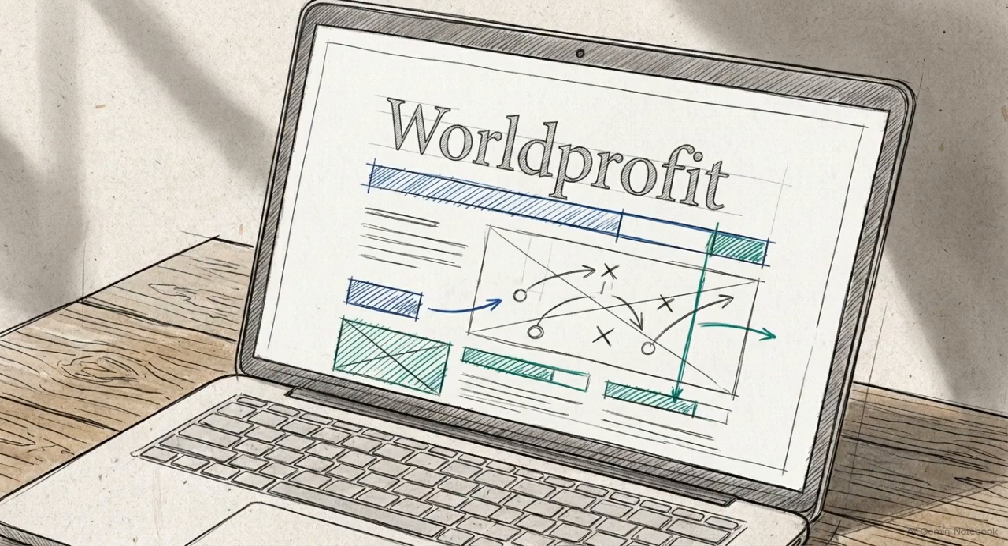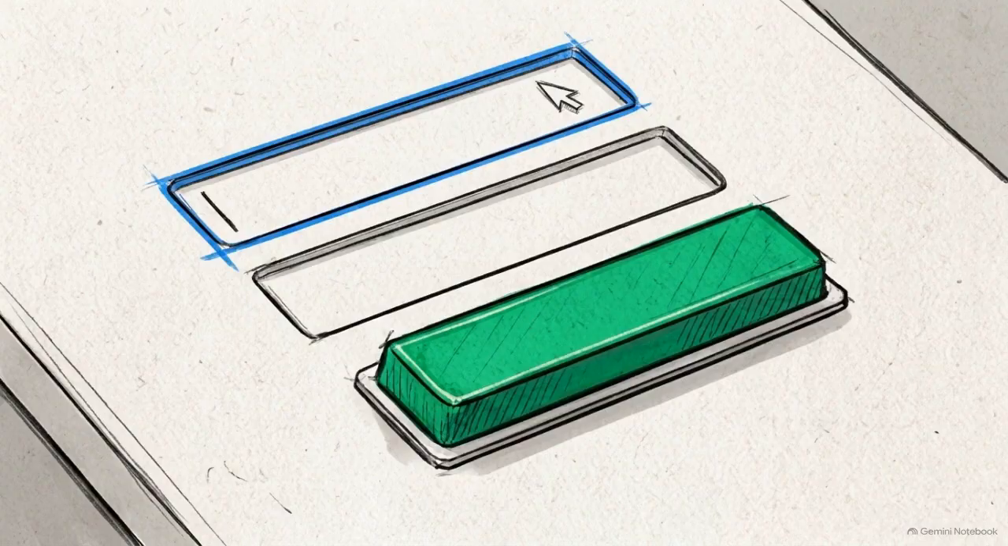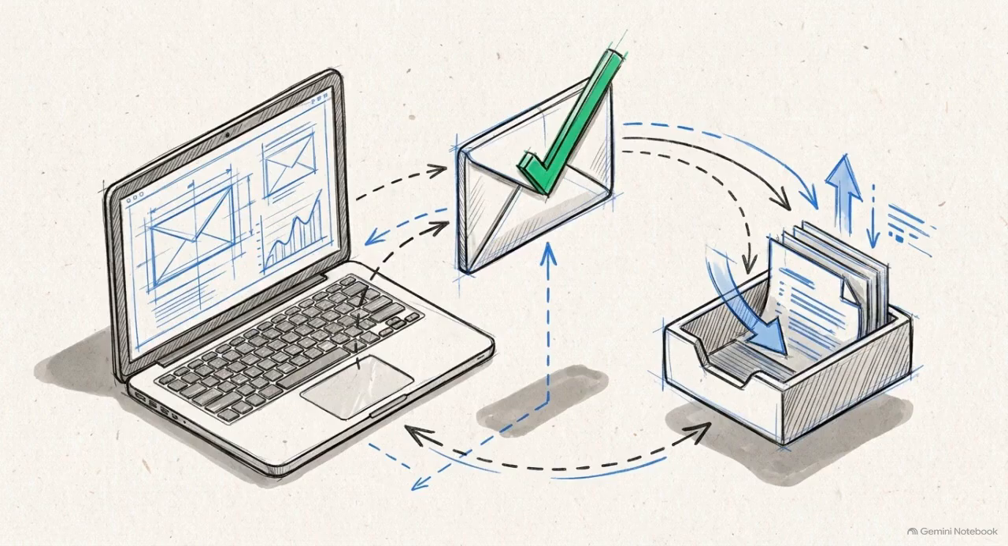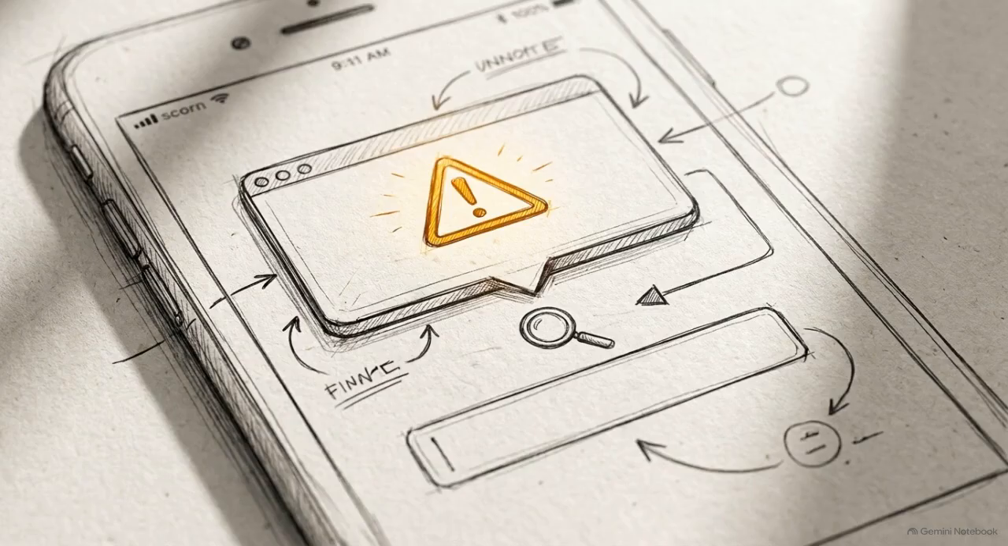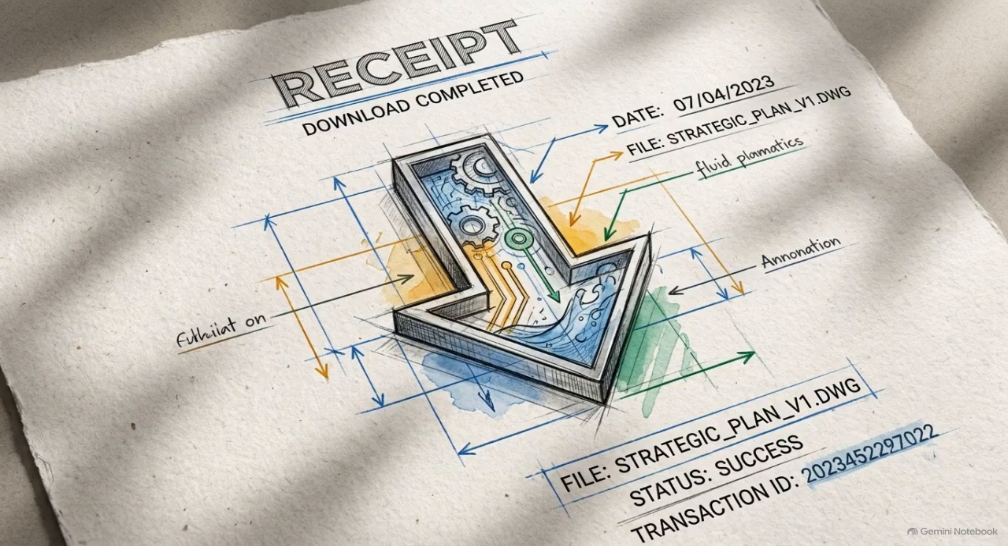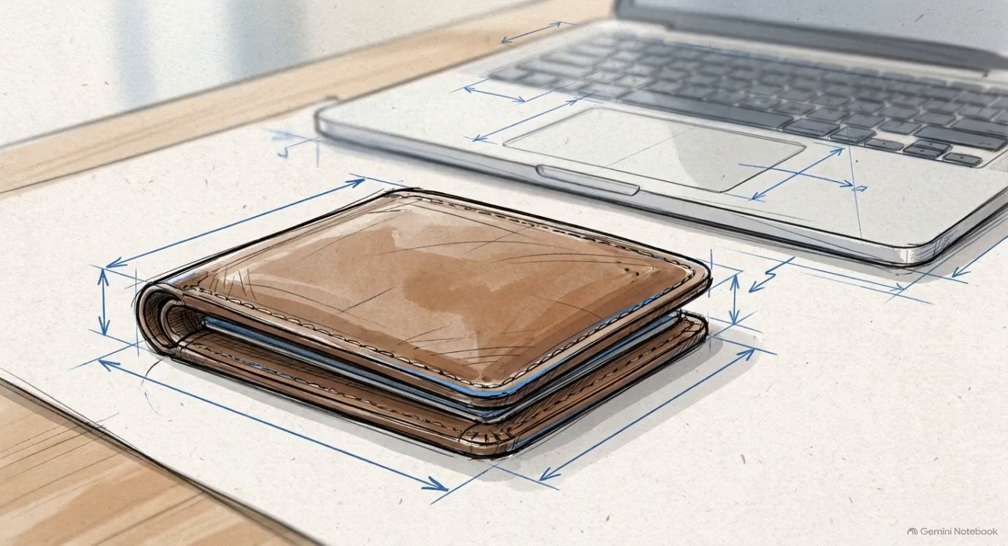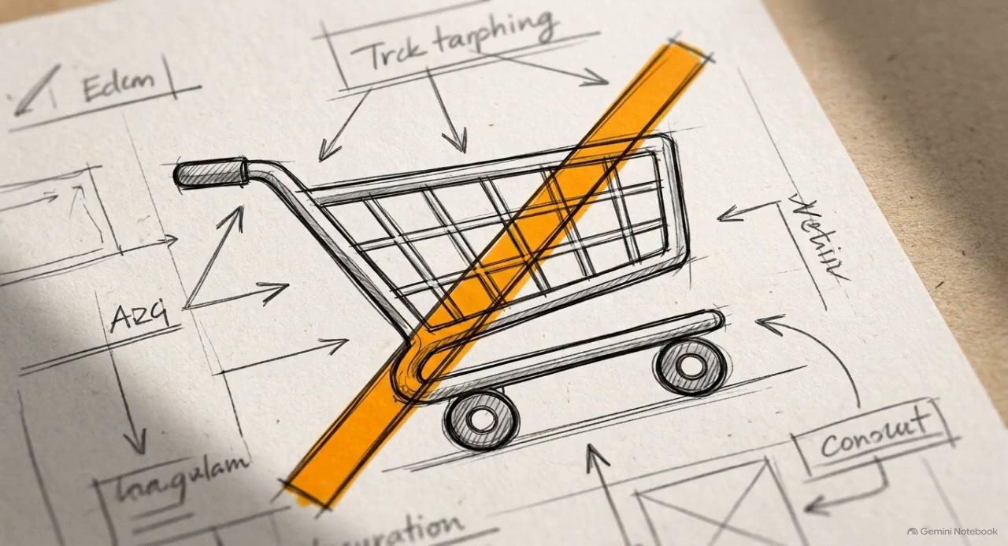We start at the Worldprofit Access Portal. You will see a secure opt-in form. Just enter your name and email address and click the button to request your free copy. The system routes your instant access link directly to the inbox you provide. If you enter a fake email, the delivery fails, so double-check your spelling before submitting. The download is completely free. You will not be asked for a credit card, and there are no hidden checkout screens to navigate.